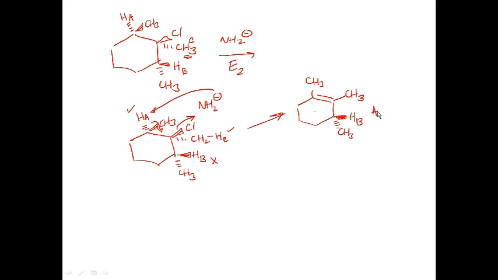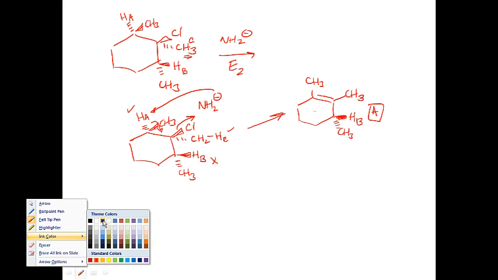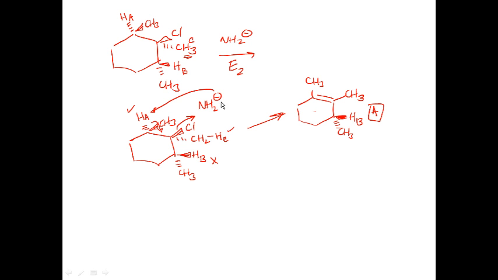So there's product A. Or, let me change pen color here. I could have the NH2 minus come down here, grab HC, pair of electrons moves there, chlorine gets kicked out, so that product C would have the double bond outside of the ring to the CH2.